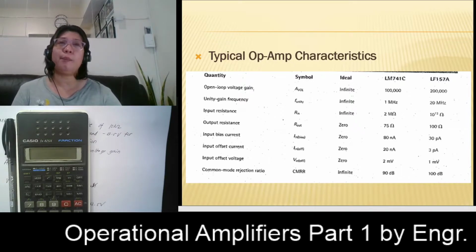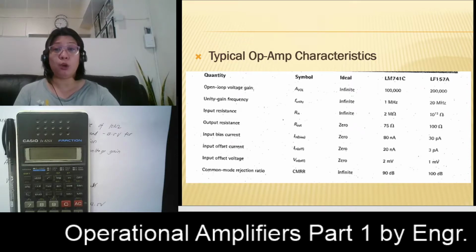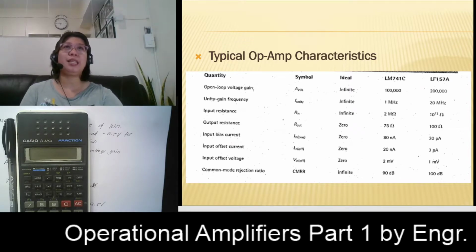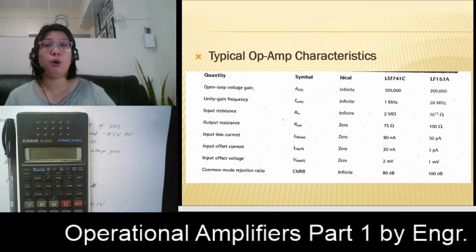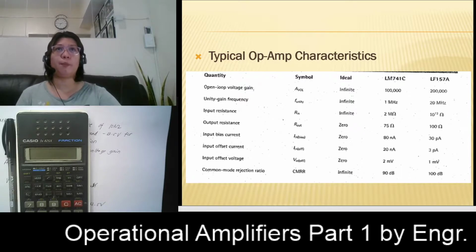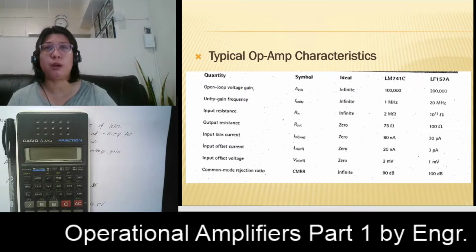An ideal op-amp is a type of op-amp that a manufacturer would build if they could. But since it is an ideal value, the manufacturer just has to get a value that is closer to those ideal values. So what are the typical op-amp characteristics that we will be encountering as we go on with our discussions regarding operational amplifiers? We have what we call the open loop voltage gain, or AVOL.